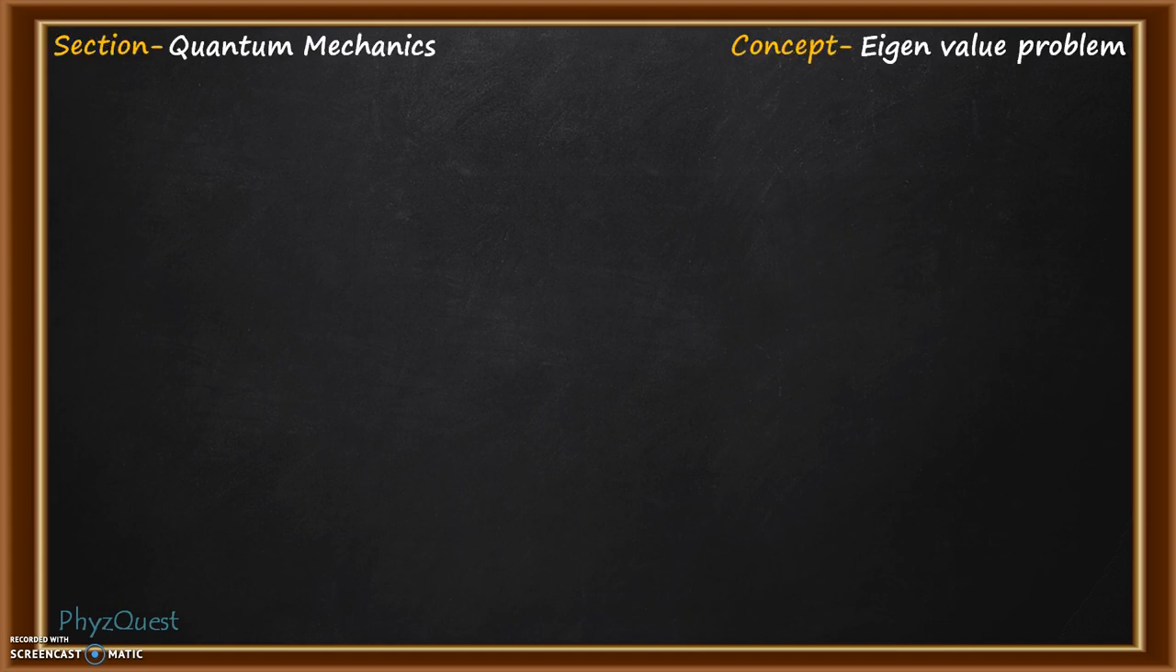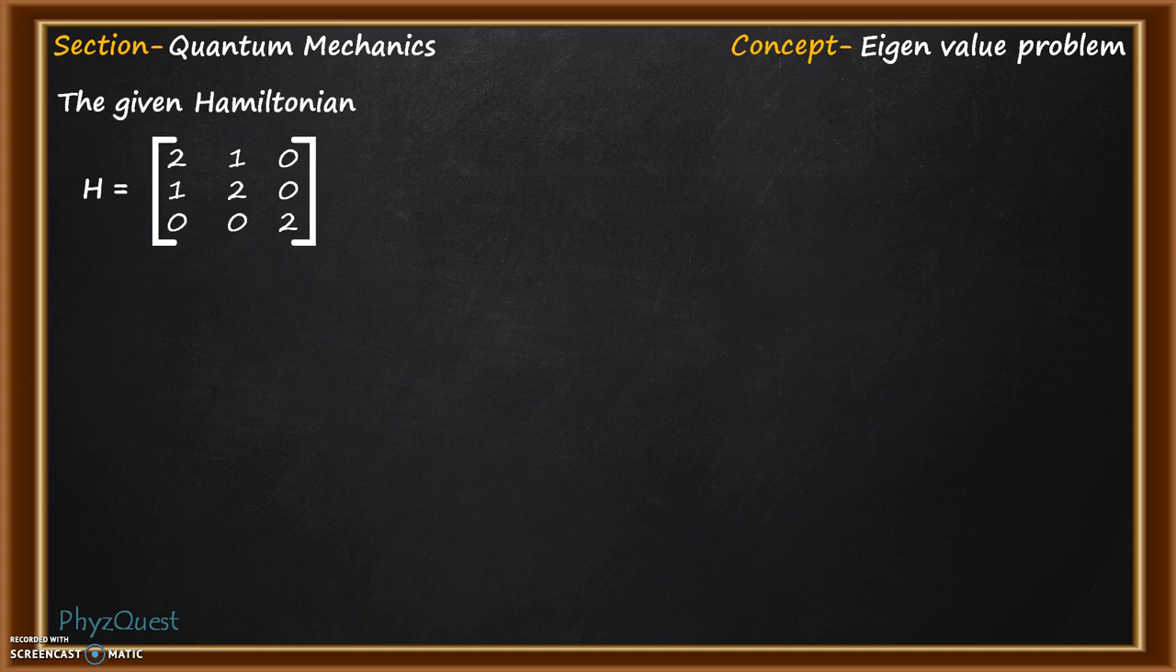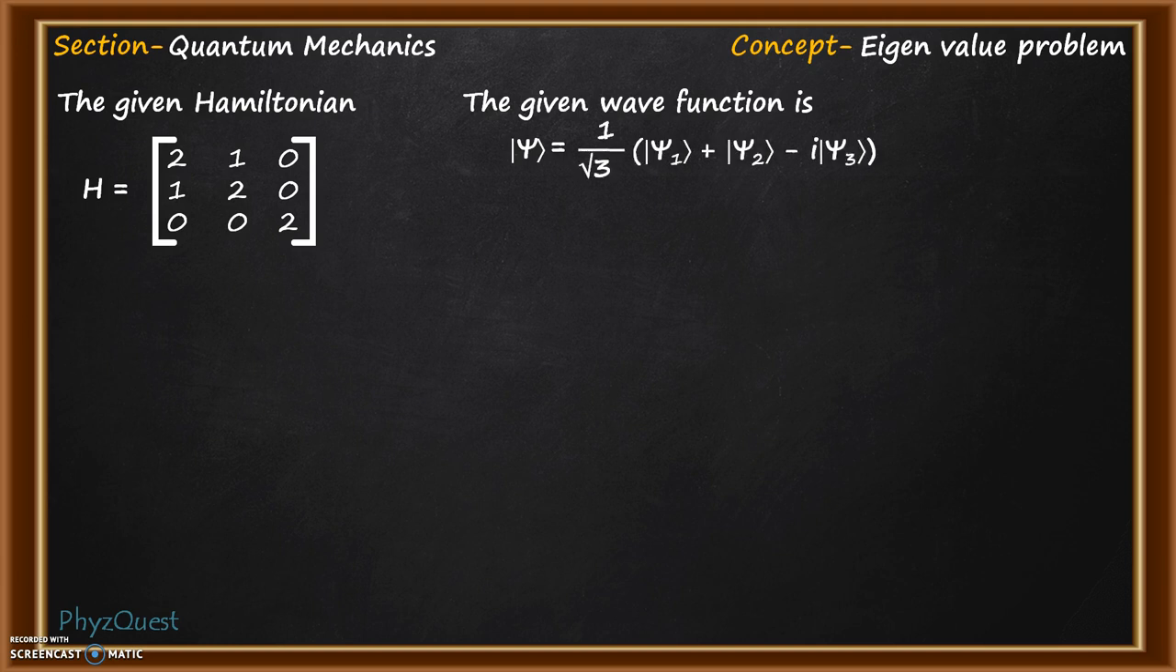So let's get started. This question comes from the section quantum mechanics and the concept involved here is the eigenvalue problem. In this question we are given a 3x3 Hamiltonian H, which is this, in matrix form, and a state psi which is a combination of eigenstates of the Hamiltonian, that is psi1, psi2 and psi3. So the wave function is 1 by root 3 psi1 plus psi2 minus I psi3, and we need to find out the expectation value and the variance of the Hamiltonian.